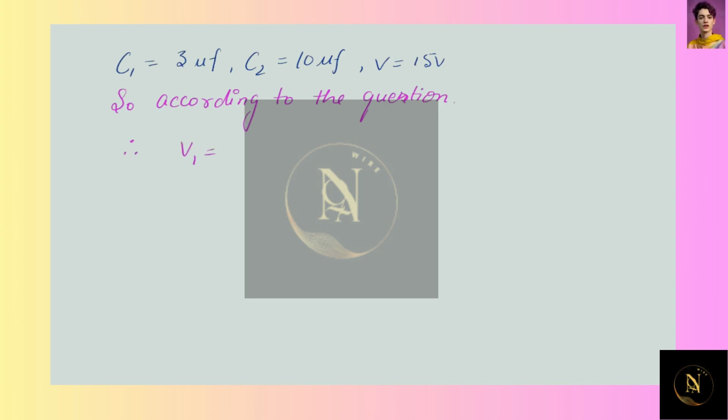therefore V1 is equal to C2 divided by C1 plus C2, multiplied by V. And when we put the values, it is equal to 10 divided by 10 plus 3, multiplied by 15. And after solving this, we'll get the value of V1, which is equal to 11.54 volts.